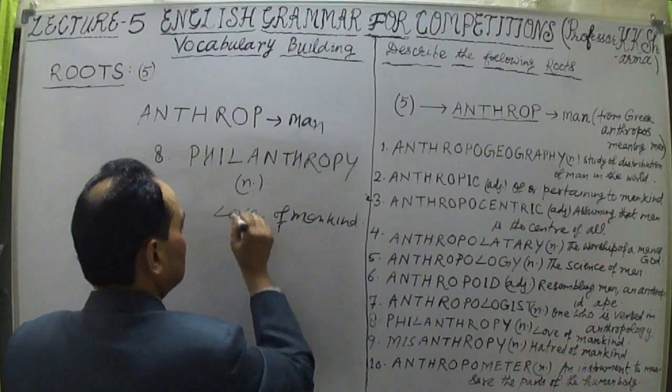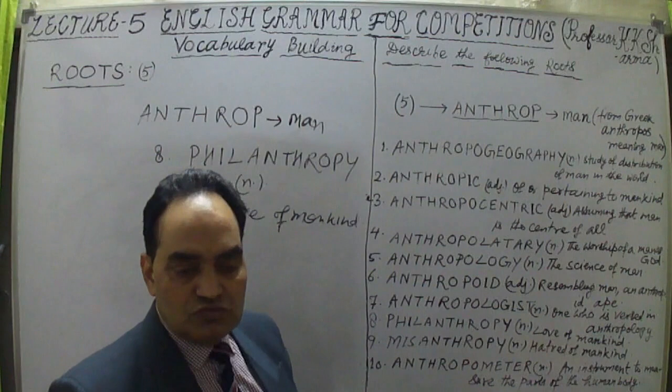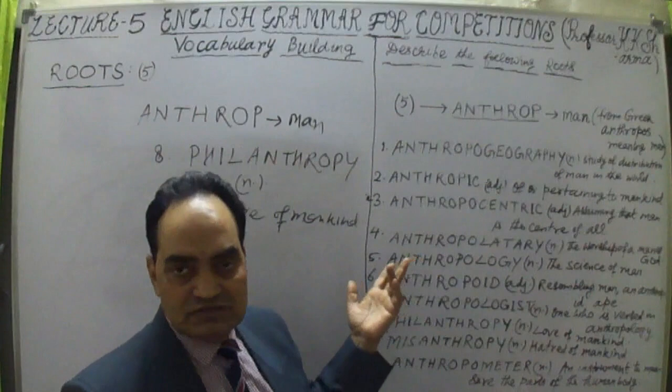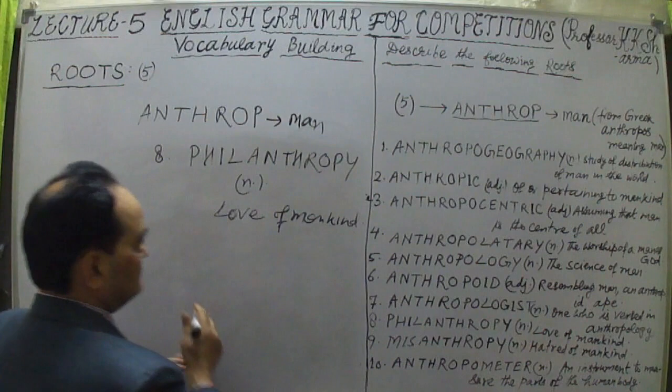Phil means to love. In this case phil is a prefix. We will study prefixes later, and then I'll talk about that. Phil means to like a person, to love a person, to love mankind. Anthropy means mankind, and phil means to love: the love of mankind. This is philanthropy.